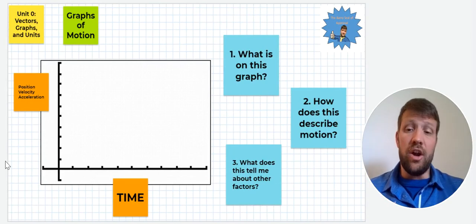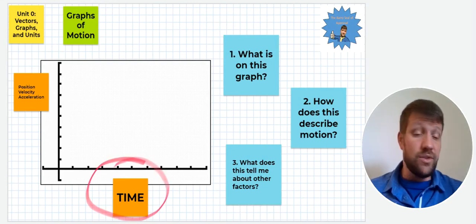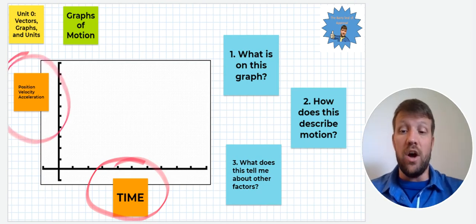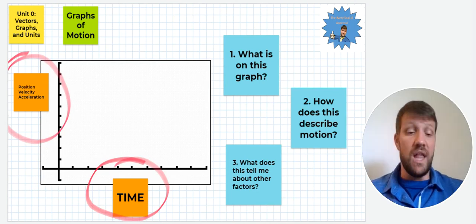Next thing we need to look at are graphs of motion. A couple of things we need to think about when we look at a graph of motion. First, time is always going to be on the x-axis. That's what's always going to be there. Time is constant. It will be on the x-axis. Next, you need to look at what's on that y-axis. That's really, really important. It can be position, velocity, or acceleration when we're looking at graphs of motion.